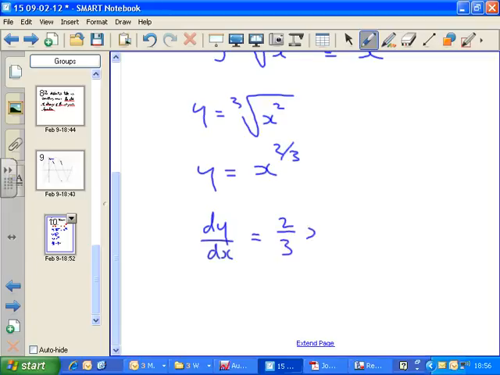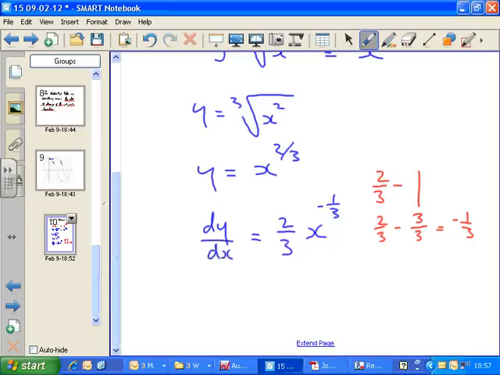X to the power 2 thirds take away 1. 2 thirds take away 1 is the same as 2 thirds take away 3 thirds, because a whole 1 is like 3 thirds. 2 thirds take away 3 thirds is minus a third. So I have 2 thirds x to the minus 1 third.